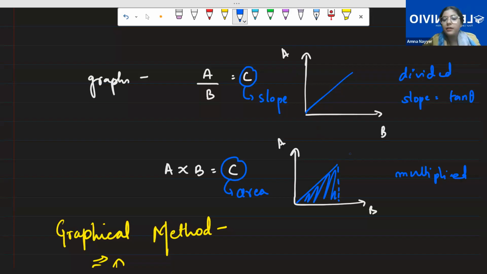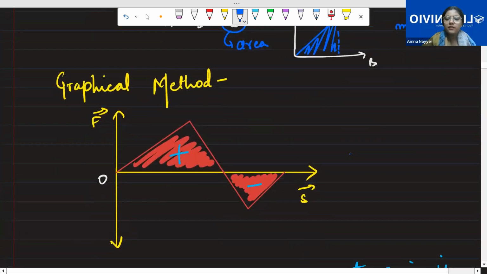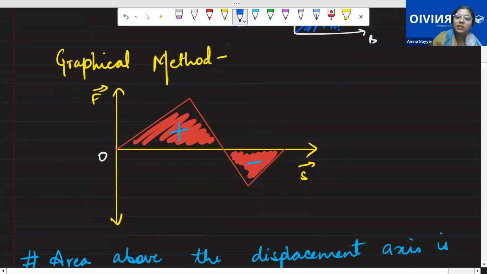Okay, now you both tell me, according to you, which one will be applicable in work done? The second one, A into B is equal to C. Yes, very correct. Because see, in work done, two things are getting multiplied. Work done is force into displacement. So remember just one thing: whenever in the graphical method, the work done will be given by the area under the curve.